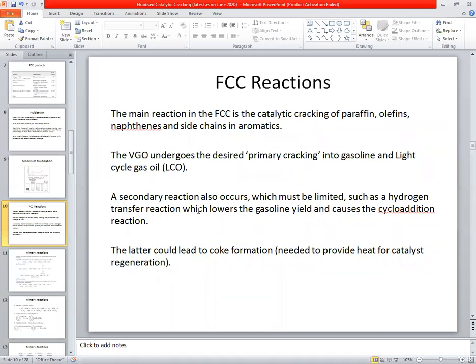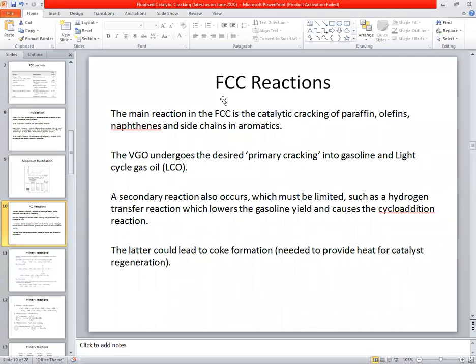Actually, secondary reactions we have to avoid, but we cannot avoid them fully. Due to secondary reactions, when the hydrogen transfer reaction occurs, the gasoline yield becomes lower and lower, and it creates other reactions, such as cyclization, which form coke.